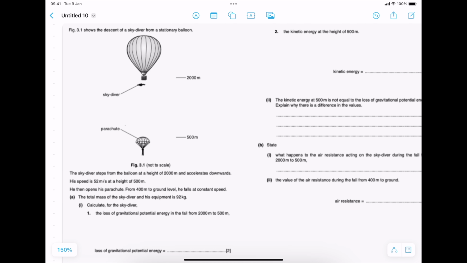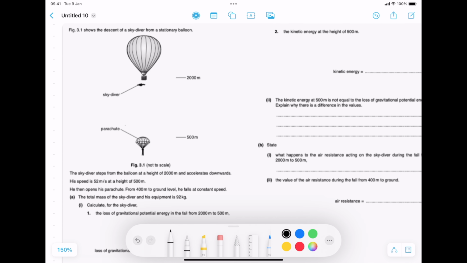Before we go any further, it's really important to define the force due to gravity. All objects on Earth experience the same acceleration due to gravity. Usually for exams, you quote that as 9.8 newtons per kilogram. Sometimes it's rounded to 10, but it's better to use 9.8. So for every kilogram of mass, the force due to gravity is 9.8.